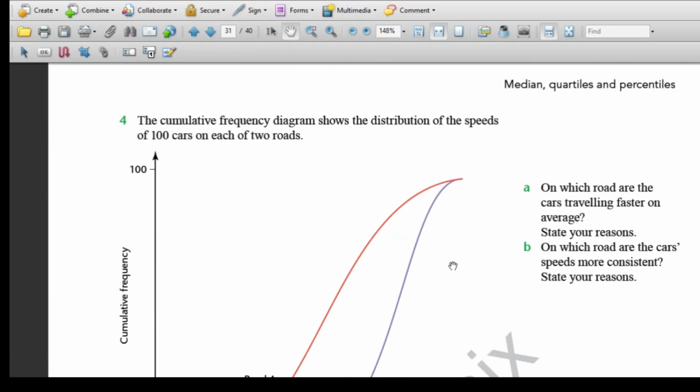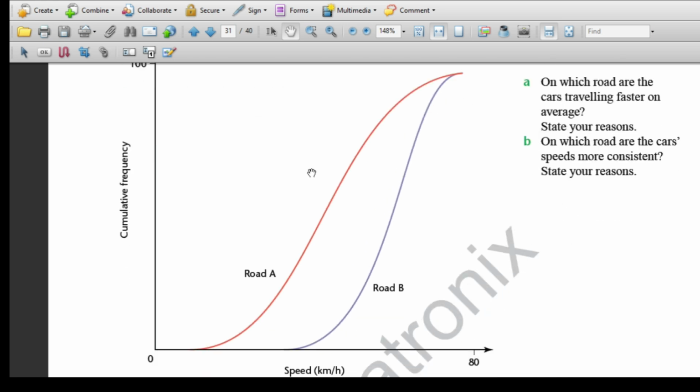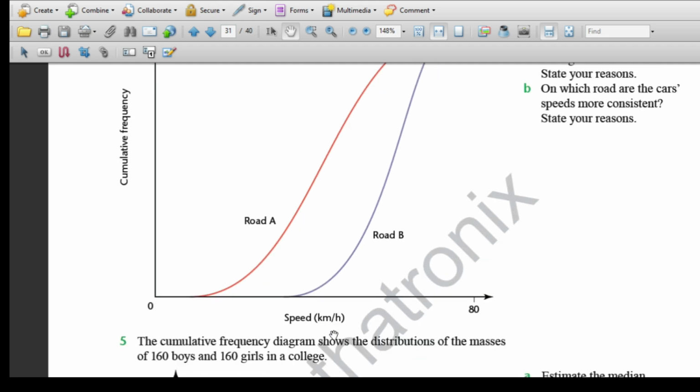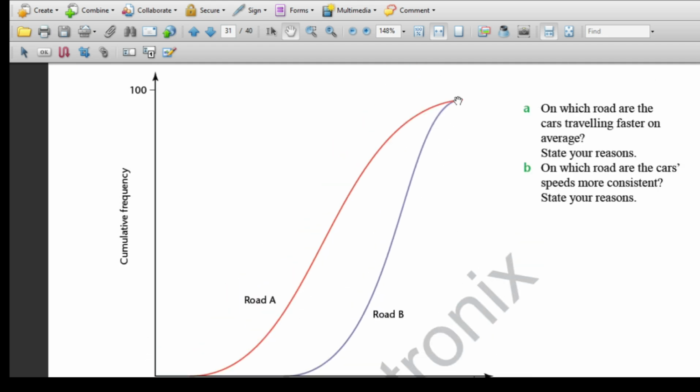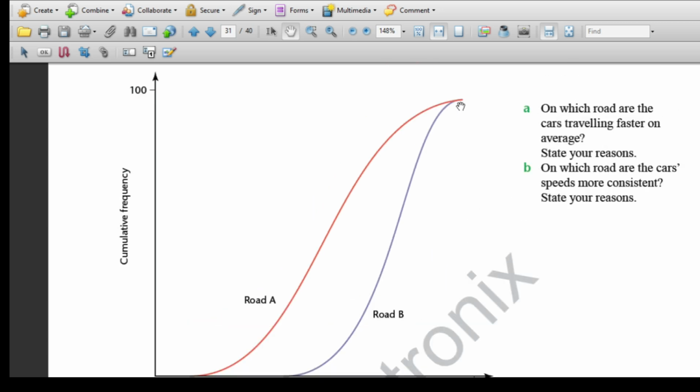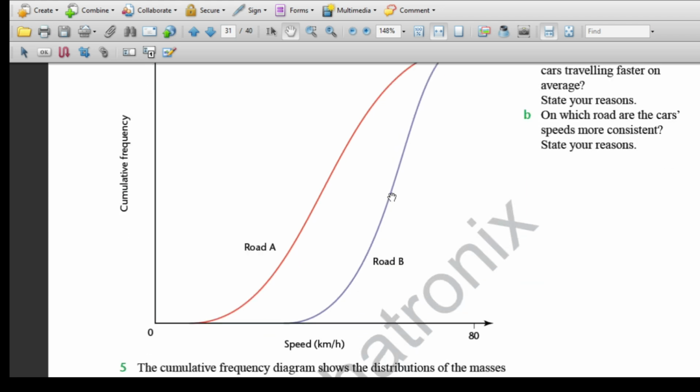So question number 4: the cumulative frequency diagram shows the distribution of the speed of 100 cars on each of the 2 roads. This red one is road A, and this blue color is road B. On which road are the cars traveling faster? We can see that the minimum speed is higher, the maximum speed is almost the same, and the frequency is the same. In this range the speed is increasing, so the minimum speed and maximum speed are both high, and the median speed is also very high.